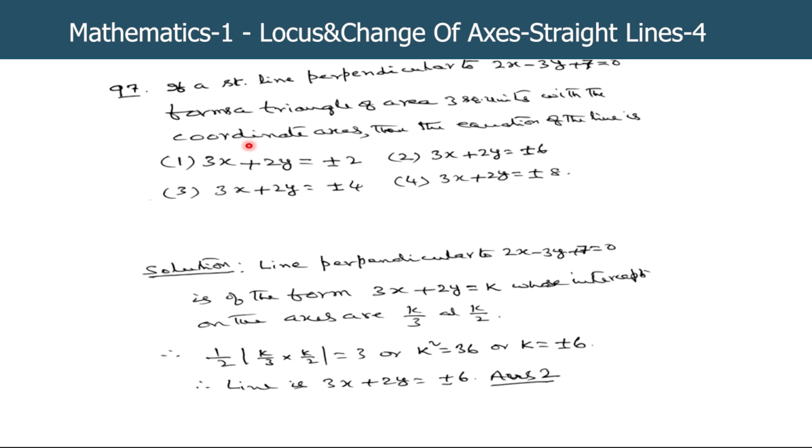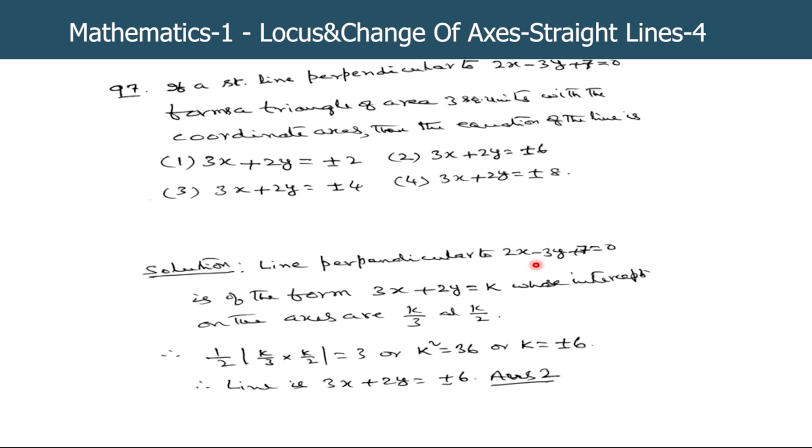97. If a straight line perpendicular to 2x minus 3y plus 7 equal to 0 forms a triangle of area 3 square units with the coordinate axis, then the equation of the line is: 3x plus 2y is equal to plus or minus 2, 3x plus 2y is equal to plus or minus 6, 3x plus 2y is equal to plus or minus 4 and 3x plus 2y is equal to plus or minus 8.